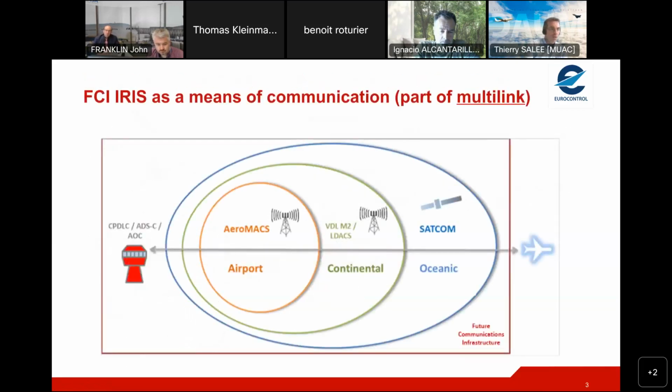So for us, IRIS is part of the multilink concept, where aircraft will be able to use different technologies for communication with the ground. So I quickly showed what is expected. Okay, AeroMACS is only at some airports, so it's maybe not so much deployed, but VDL Mode 2, LDACS is also in the preparation phase. SATCOM initially with IRIS, maybe with Iridium later, but IRIS will be the first one.